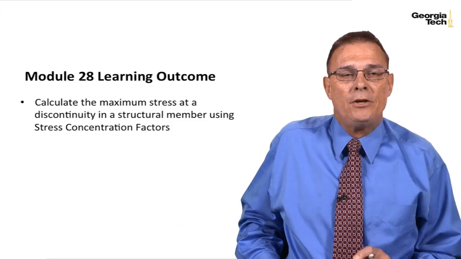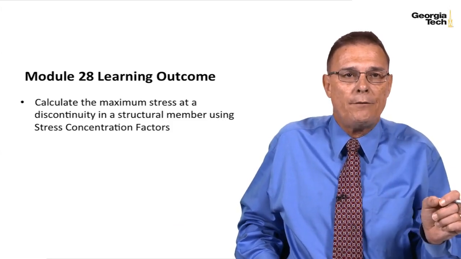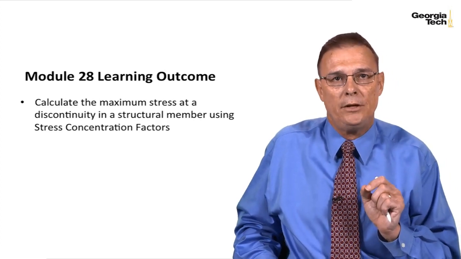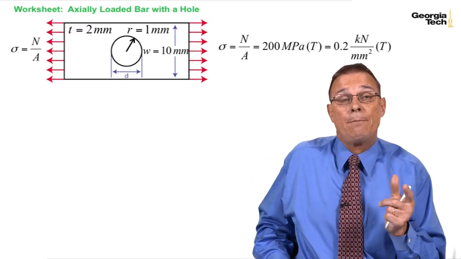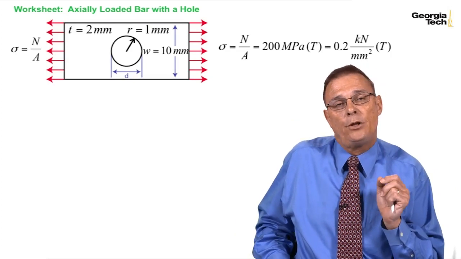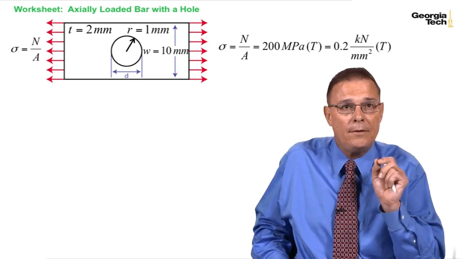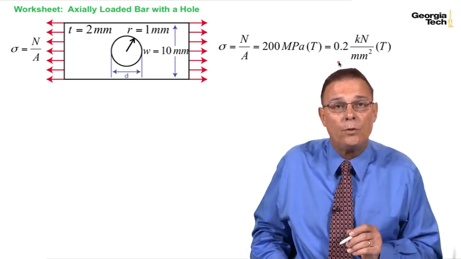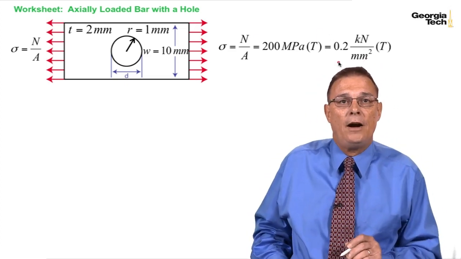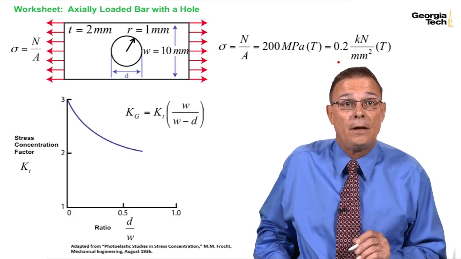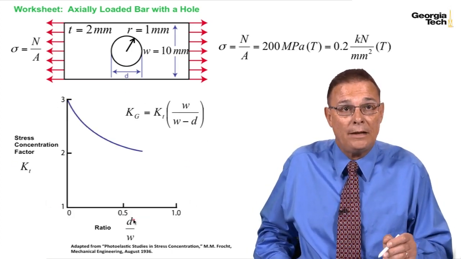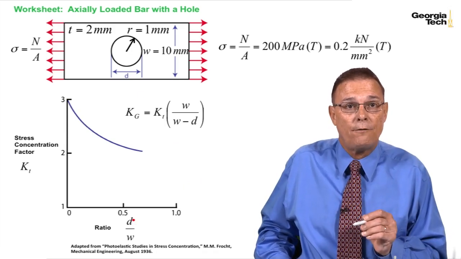Today's learning outcome is to now use the theory that we developed last time and calculate the maximum stress at a discontinuity in a structural member. We had a generic example of an axially loaded bar with a hole last time. Now I've given you some dimensions of our bar and some actual average stress on that bar, axially loaded. And we have our graph that will allow us to find our stress concentration factor.